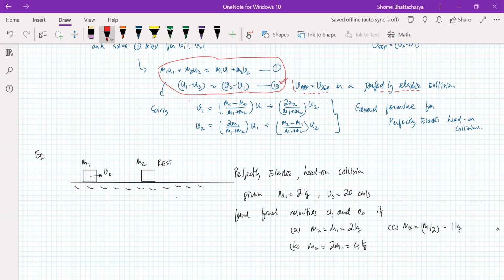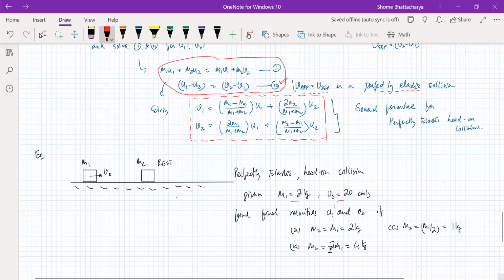Or you can alternately, instead of solving the equations, memorize these formulae and just directly substitute the values of M1, M2, all these things in these formulae. So work out all three parts quickly. In each part, you'll get a different set of values of V1 and V2, the velocities after impact.